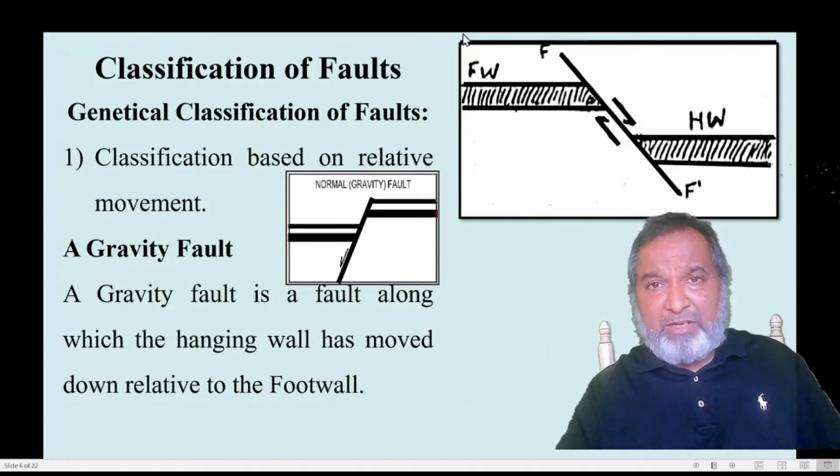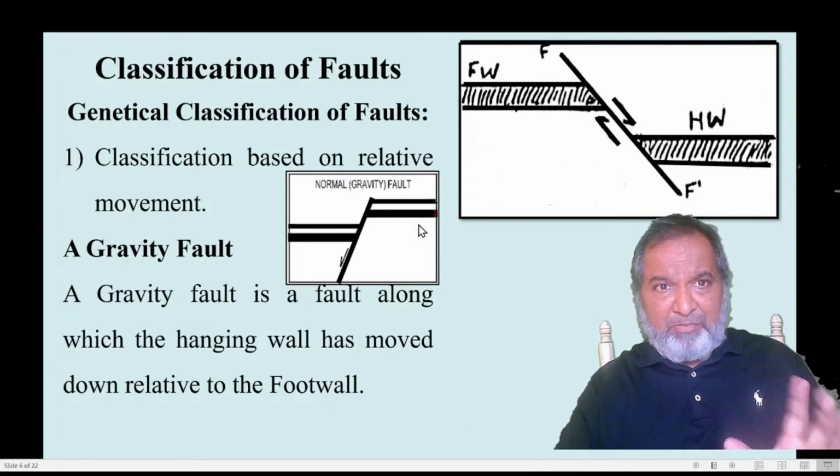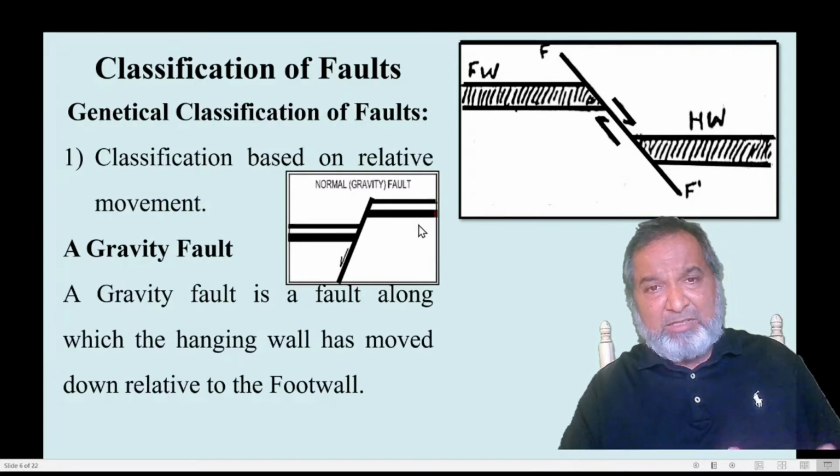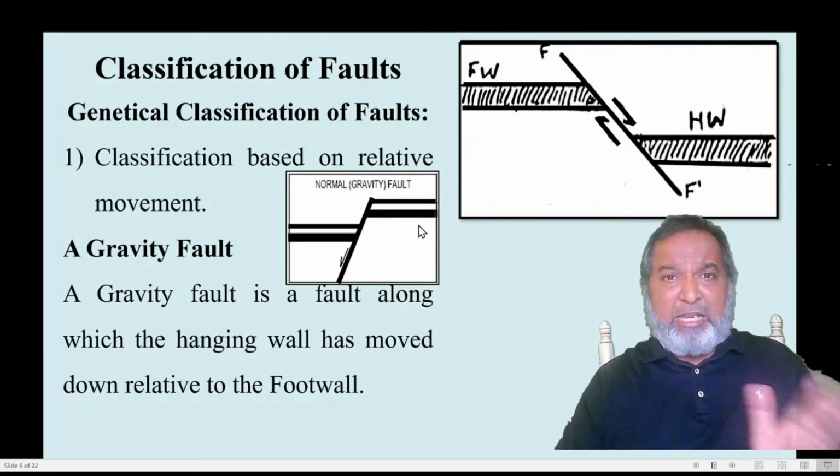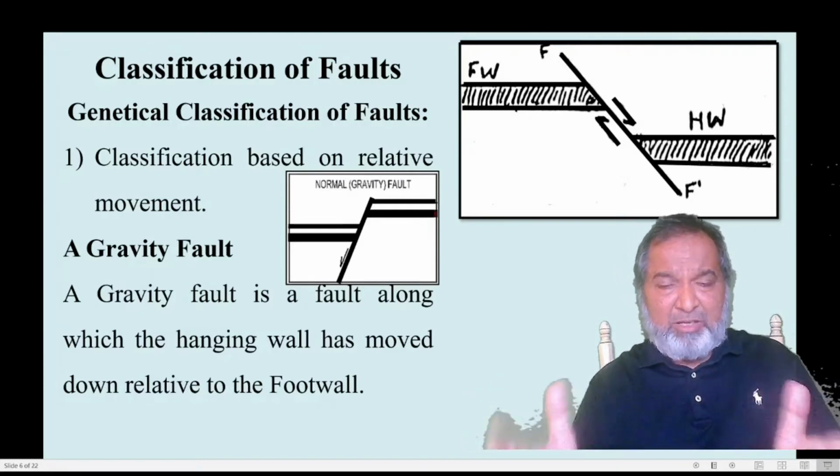So any one of the diagrams you have to draw in the examination, remember that. Normally the geometrical classification or genetical classification, any one will be there in the examination in the semester.